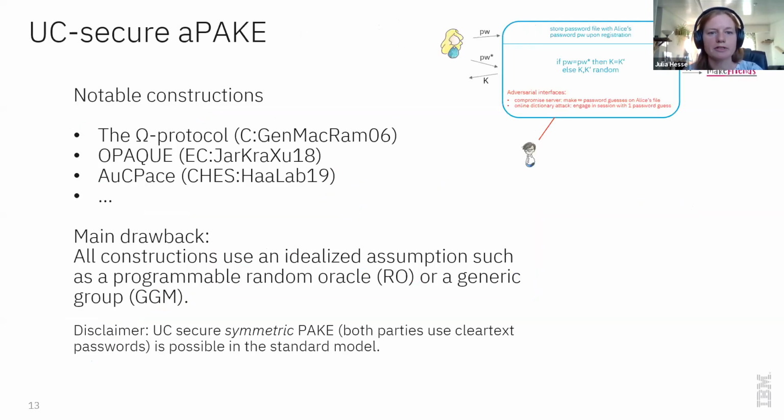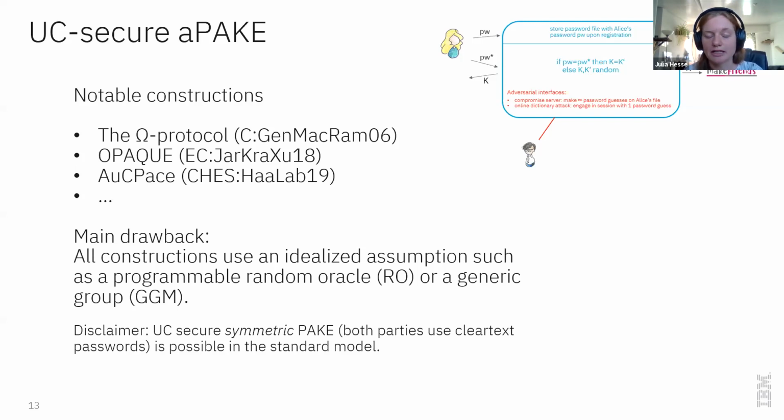So there are many protocols in the literature which are UC secure APAKEs with respect to the functionality that I just showed you. The main drawback of all these constructions is their use of idealized assumptions. For example, a programmable random oracle. We have heard a bit about random oracles already. A programmable random oracle is a bit worse than a normal random oracle. It's essentially a truly random function where the simulator can determine arbitrary point value pairs that are not taken yet. So this is why it's called programmable.